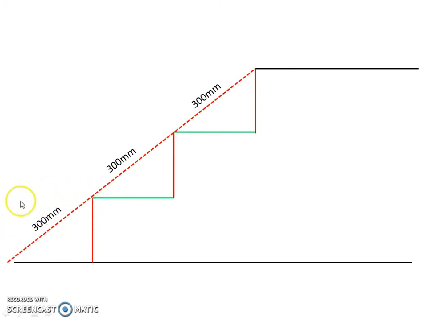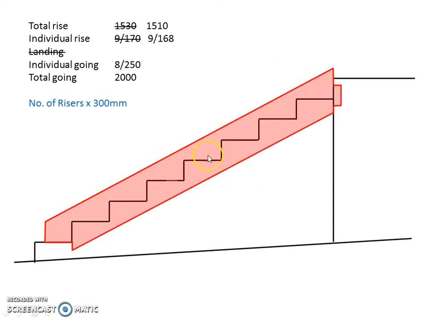The second reason we use 300 mil as our measurement is because that is an orderable length of timber. I can order timber at 0.9, or in the case of this stringer, if I go 9 rises times 300, I can order a piece of 2.7. 0.3 or 300 millimeters, they are orderable lengths of timber.